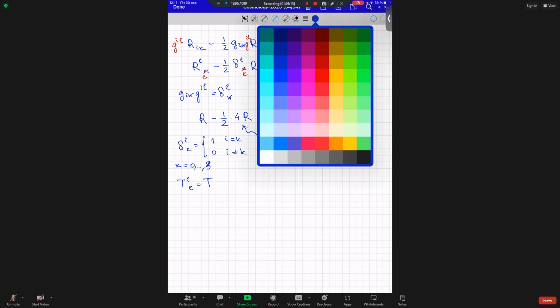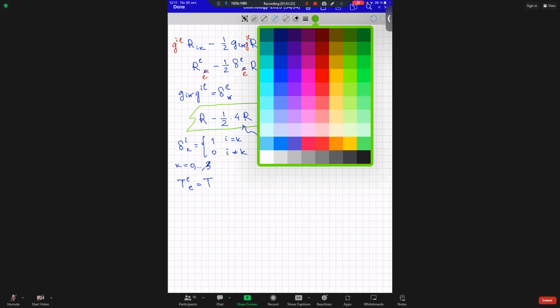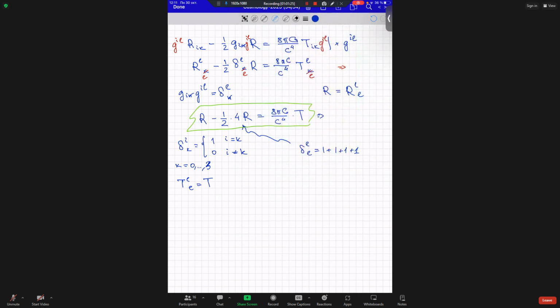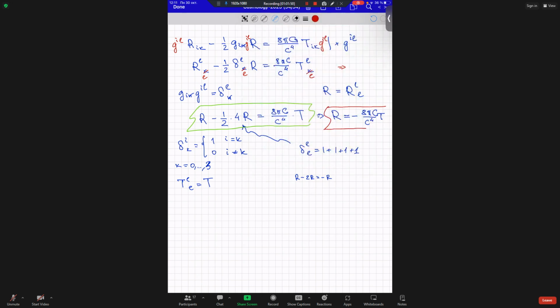So this is the swapping of the mixed energy-momentum tensor T. And we can see from this expression that what we have will be just R minus 2R, which should be minus R. So we see from here that R equals minus 8πG divided by c^4 multiplied by T. This is how we obtain the expression of the scalar curvature through the swapping of the energy-momentum tensor.